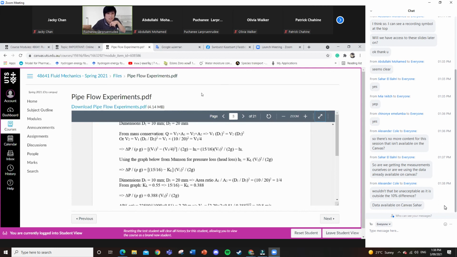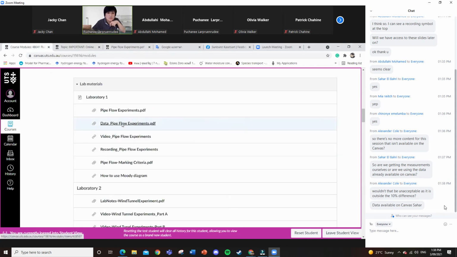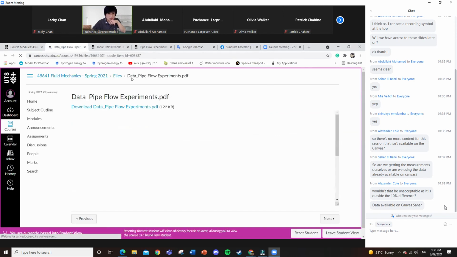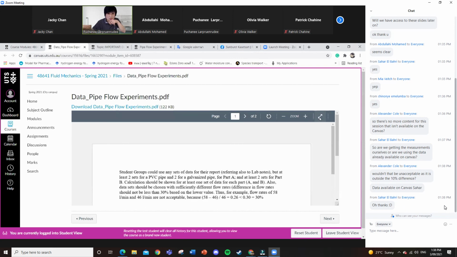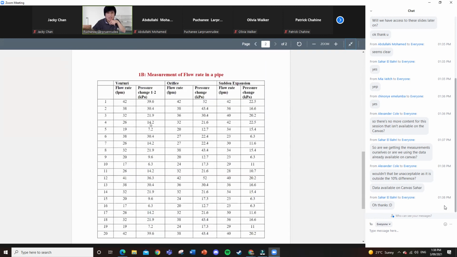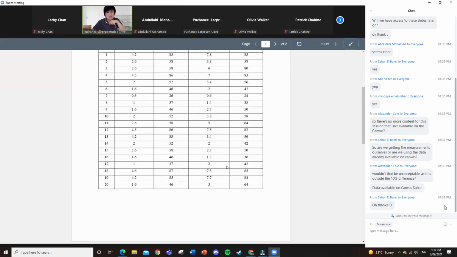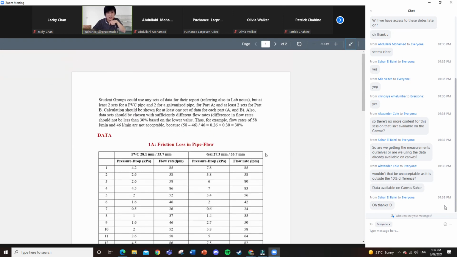Yes, I will show you the data. Here is the data for part A, friction loss in pipe flow. And here in part B, measurement of flow in the pipe. You need to select two sets of each venturi, orifice and sudden expansion. Similarly, for part A, also two sets for PVC and two sets for galvanized. And again, the difference should be more than 30%.